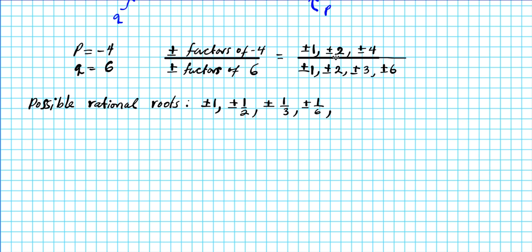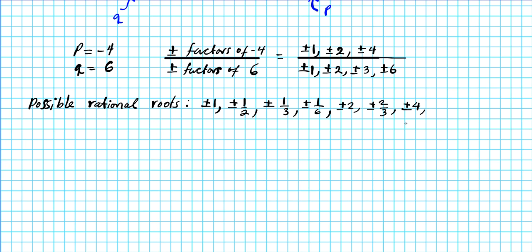Now moving to the second factor in the numerator, the second factor of p, to be specific. So 2 divided by 1 is 2, plus or minus 2. 2 divided by 2 is 1, plus or minus 1. But we already have plus or minus 1, so we don't have to put it again. 2 divided by 3 is 2/3, so we have plus or minus 2/3. 2 divided by 6 is 2/6, which reduces to 1/3. We already have plus or minus 1/3. We don't have to do it again. 4 over 1 is 4, so we have plus or minus 4.